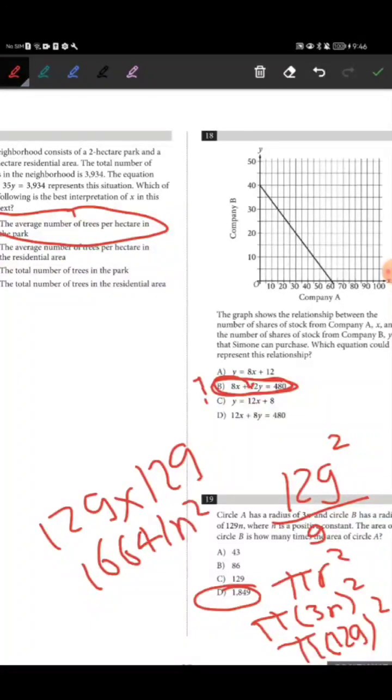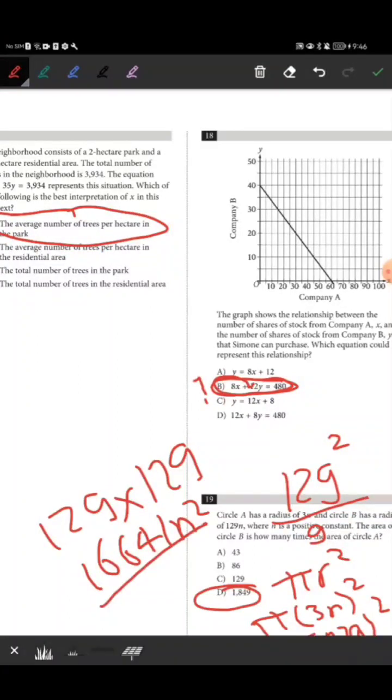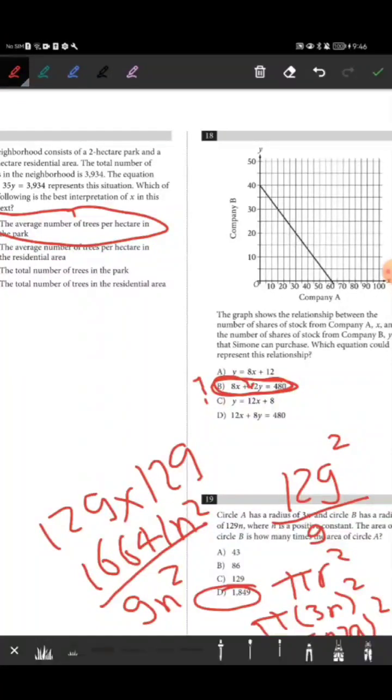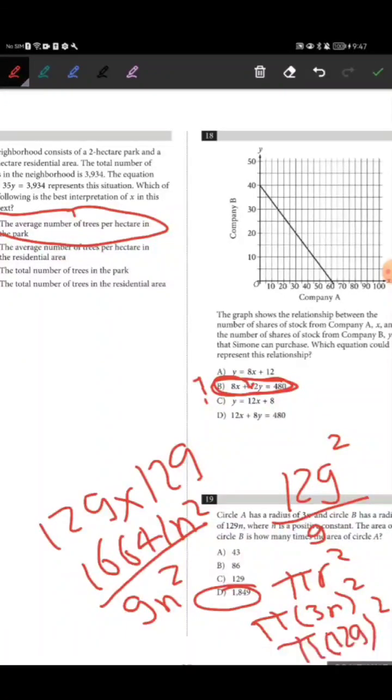and this is the area with n squared, and this is the area of the large circle, and 9n squared is the area of the small circle. Dividing these two is going to tell us how many times the area of circle A is circle B. Because we divide the larger number over the smaller number, and this is going to get us how many times the area is bigger than the other one. And if you use the calculator, the answer is going to get you 1,849.